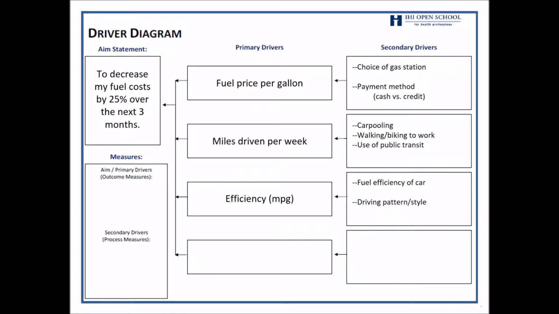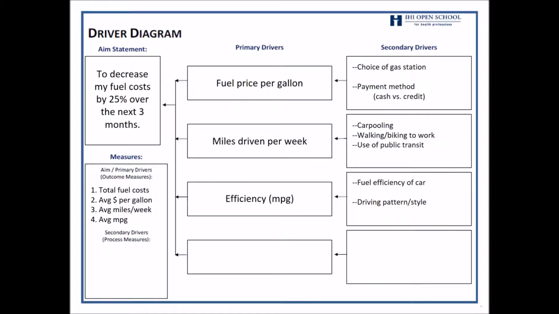So if we think about some of our outcome measures for this project, things that we can measure related to our outcome would be our total fuel costs, our average price per gallon that we're paying, our average miles driven per week, or our average fuel efficiency, or average miles per gallon. As you see, those are measures of things directly related to our AIM statement or to our primary drivers. Those primary drivers are big overarching factors that we have to influence to achieve our goal.